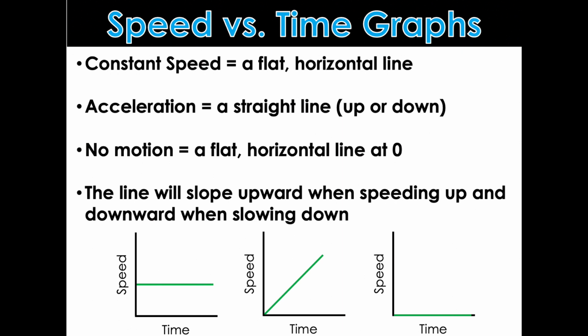Constant speed is denoted on a speed time graph as a flat horizontal line. Acceleration is a straight line up or down, and no motion would be a flat horizontal line at 0. The line will slope upward when speeding up and downward when slowing down.